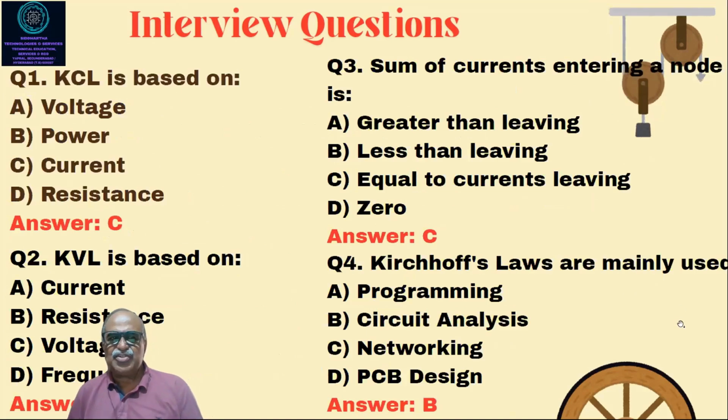I have kept a few important questions here, and you can go through them. First, KCL is based on: the answer is C, current law. Second, KVL is based on: again the answer is C, voltage. The difference between KCL and KVL is current and voltage, that is the only difference. The sum of current entering a node is equal to the current leaving. That is the correct answer.